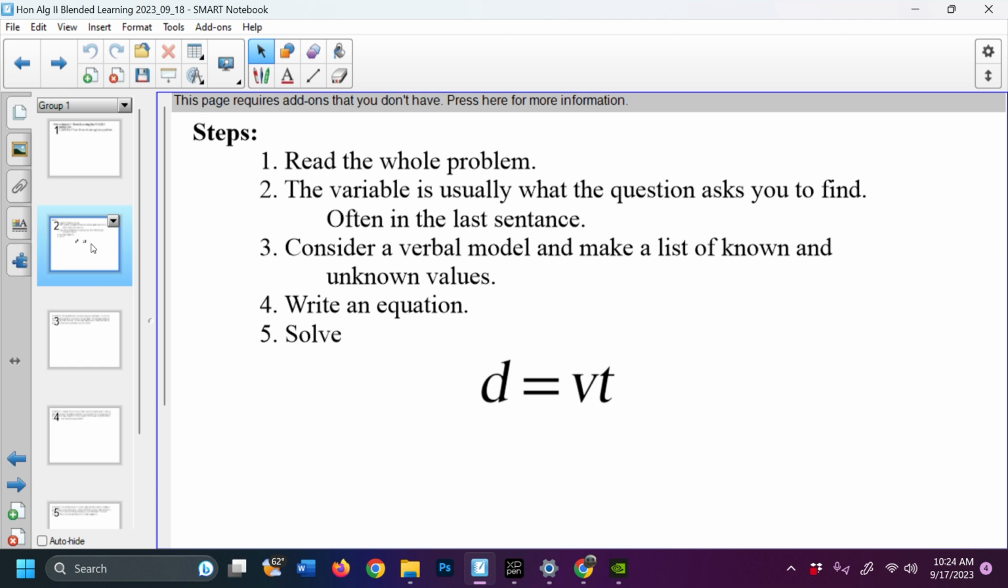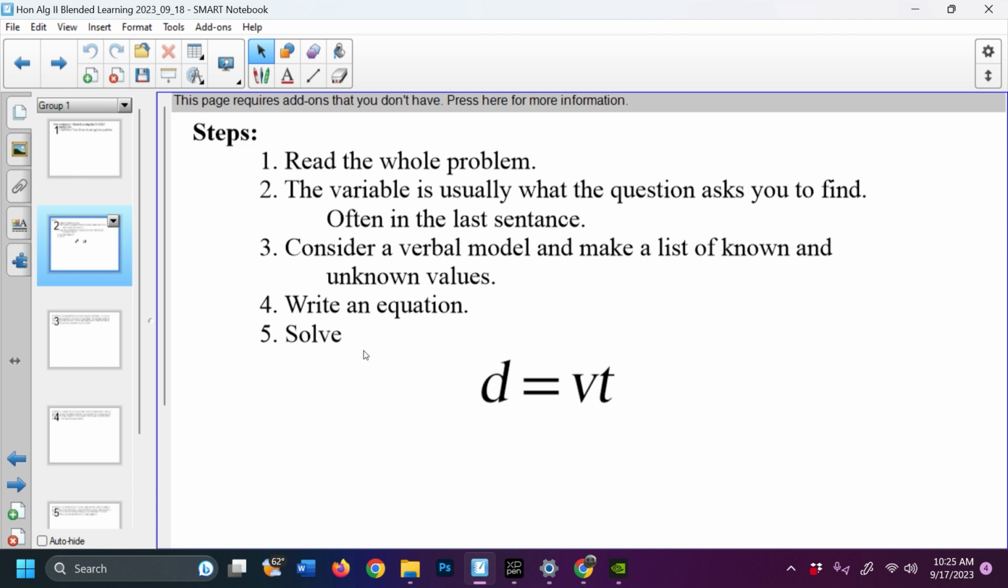Right off the bat, the variable that we found in the last sentence is going to be one of the unknown values. Then we'll go through the rest of the problem and try to assign values to the rest of the known values. We'll write an equation and then we'll solve.